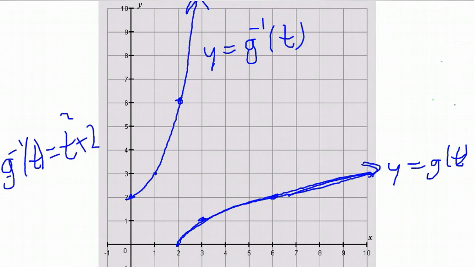Now one thing we can see about these two graphs, and this is true for any function and its inverse, is that they're reflections over the line y equals x. Those two graphs are symmetric about the line y equals x.